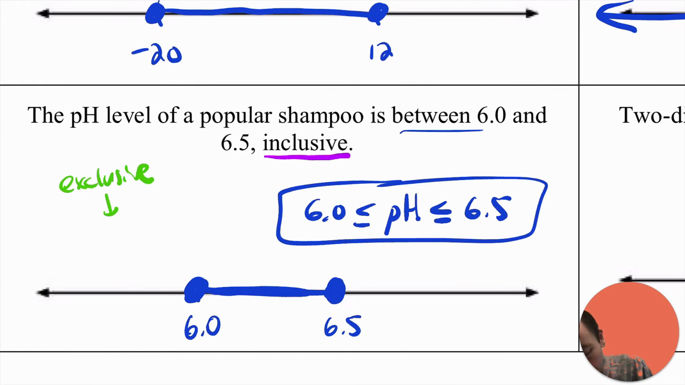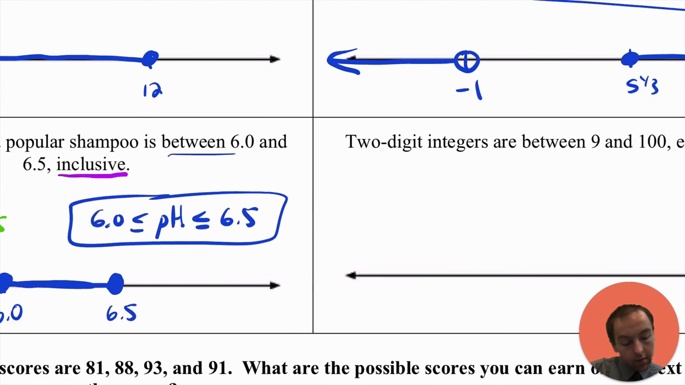So that would mean that your pH would be between 6.5 and 6.0, but then you'll notice that you'll just have strict less thans, which then of course in the graph would mean you'd have empty circles instead of filled in circles.